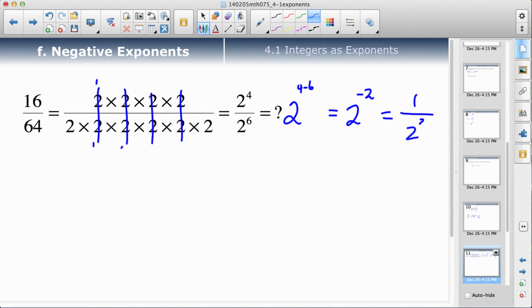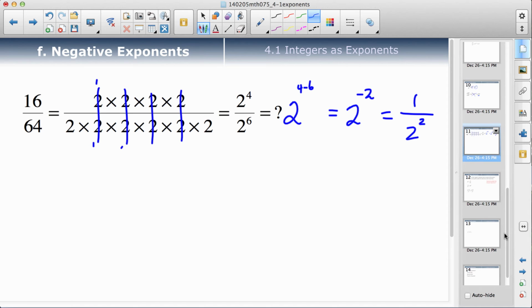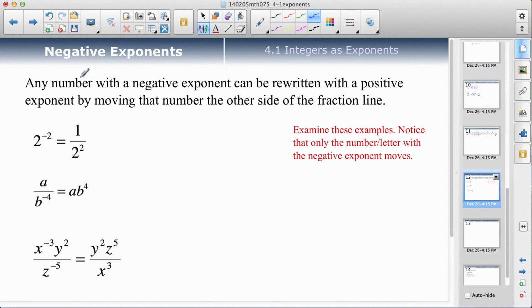or 2 squared. So notice that if I have a number that has a negative exponent, this is perfectly fine, but sometimes they want you to write it with a positive exponent. So you have to write it as 1 over 2 to the positive 2. And that's sort of the rule when you're dealing with negative exponents: any number with a negative exponent can be rewritten with a positive one just by flipping it on the other side of the fraction line.